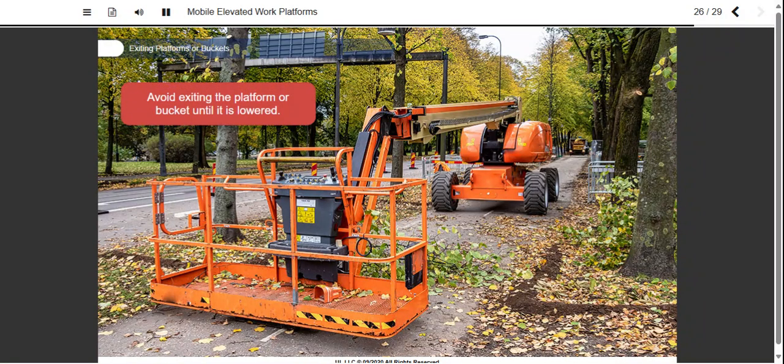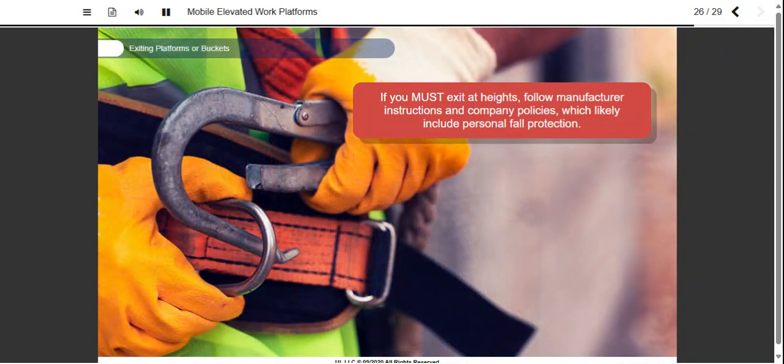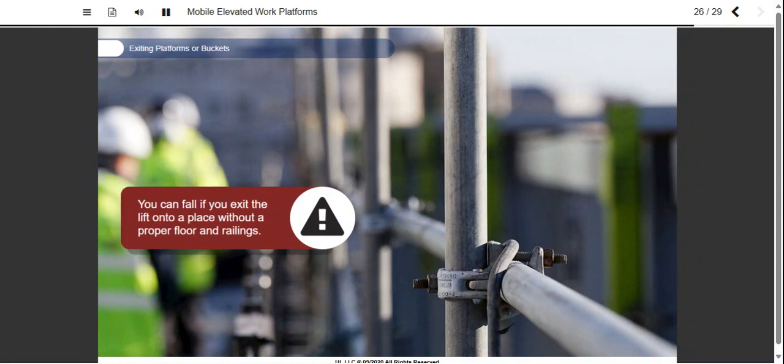Remember that mobile elevated work platforms are for working at heights, not for moving people. If you must exit at heights, check company policies and manufacturer instructions. Follow the recommended procedures, which may include wearing a fall protection harness and establishing a tie-off anchor point before dismounting. Be warned that you are immediately subject to the risk of falling if you exit the lift onto a place without a proper floor and railings.